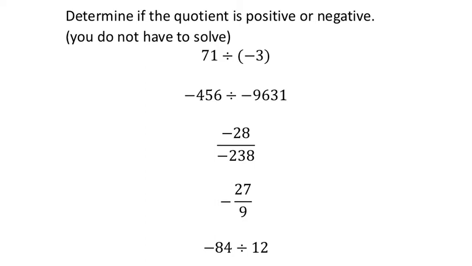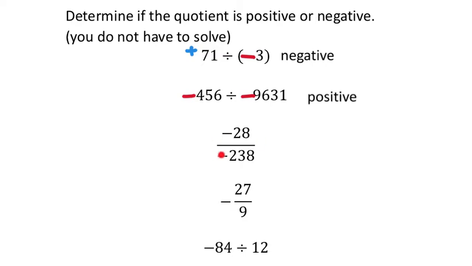So on this first one, the 71 is positive, the 3 is negative. Since they're opposite signs, the answer is a negative. Or on this next example, 456 is negative, 9,631 is negative. These have the same sign, and when the signs are the same, the answer is a positive. Remember, this is only with division and multiplication as well.